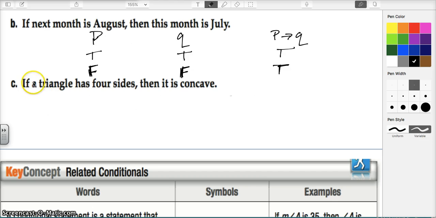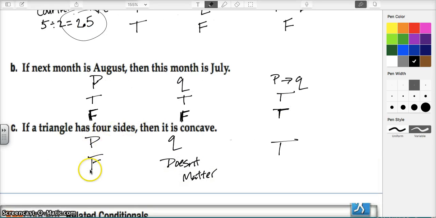Let's look at this next example. If a triangle has 4 sides, then it is concave. Well, this P is clearly false, and since it's false, then we know that this statement is now true. So because this is false, Q doesn't matter at all, and I can say overall that this statement has a truth value of true.